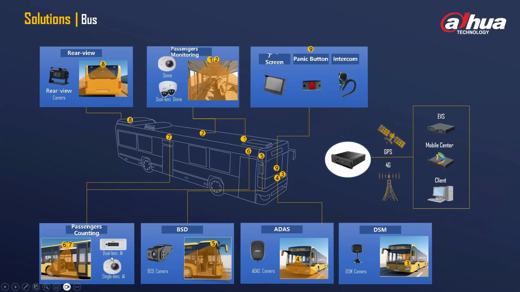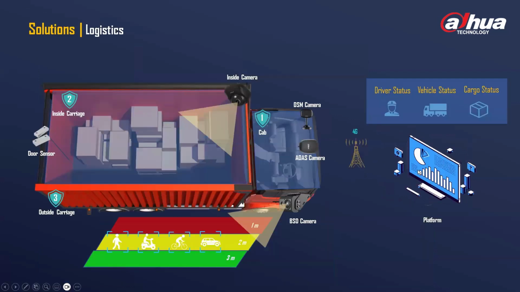Then we have passenger counting with the dual lens or single lens AI camera. We have the blind spot detector camera, advanced driver assistant camera, and the driver status monitoring camera. All this connecting to a mobile NVR or mobile XVR. Then through GPS and 4G, we can link with the center. We use a mobile center platform connected to EVS storage. And then we use this client PC to monitor what is going on and all that.